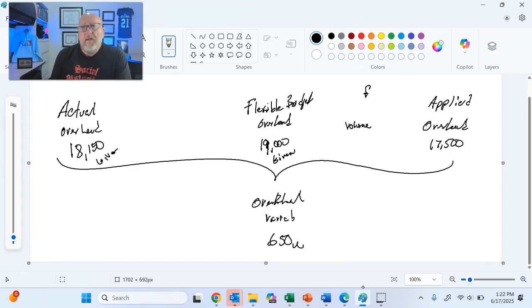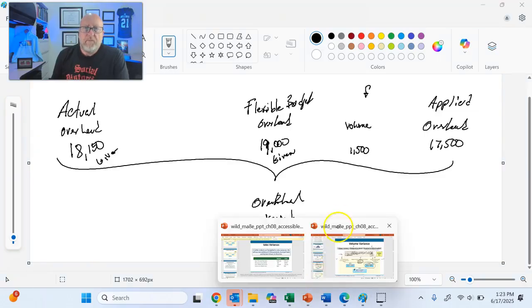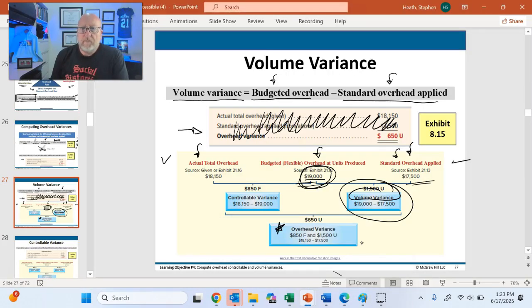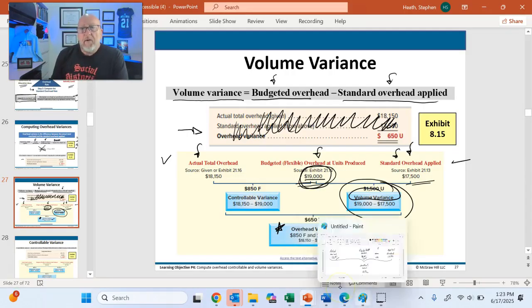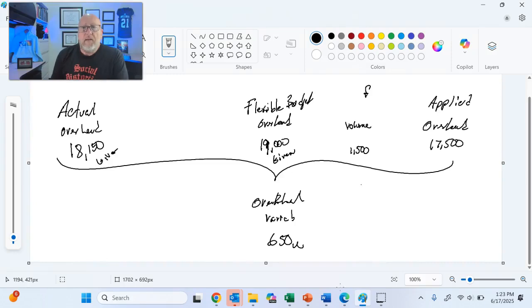I applied 17,500, and therefore my volume variance for overhead is, what would that be? 1,500. Unfavorable. Remember, we under allocated. And now I know that we're calling this our controllable variance, even though I don't know how to spell it, controllable variance.